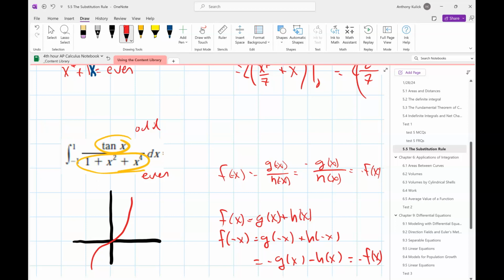Odd over odd would be even, because the negative signs are going to cancel out, right? The negative on top would cancel with the negative on bottom, right here. And then even over even is even. The same rules would apply for multiplication. Odd times even is odd. Odd times odd is even. Even times even is even.